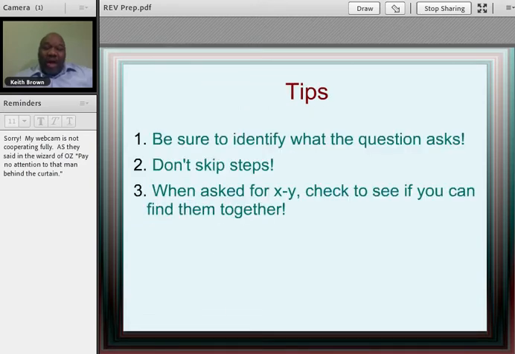So, to sum up, combination can be an extremely useful tool to use for solving systems of equations. And keep in mind those 3 tips. Be sure to identify what the question asks. Don't skip steps. And when asked for x minus y, check to see if you can find them together.